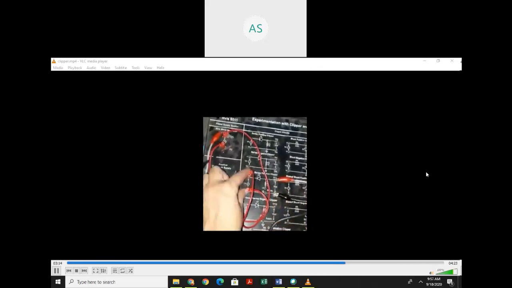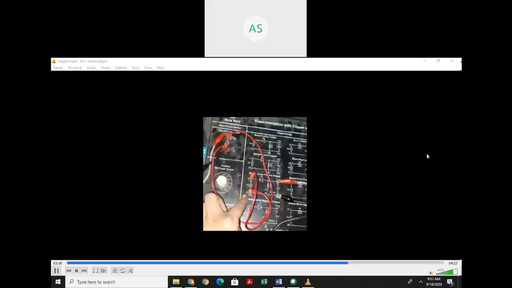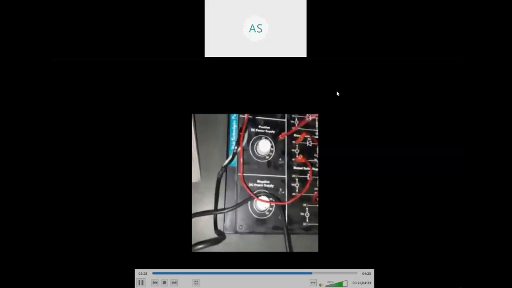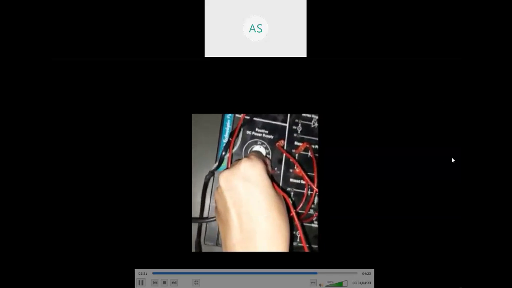Next we connect output between these 2 points, and sinusoidal wave is connected to the point 9 and 10. So input is given in this shunt positive clipper, and output is shown by this.